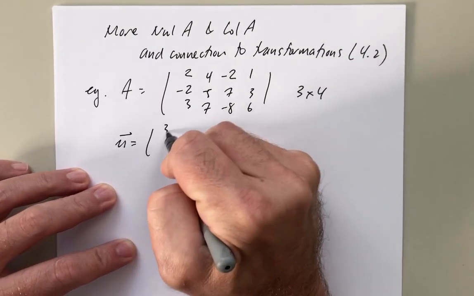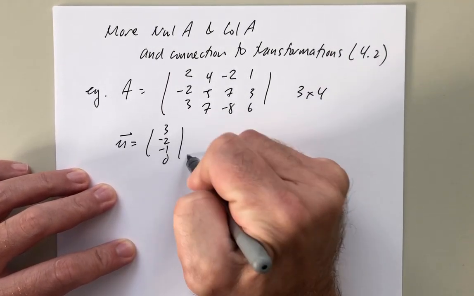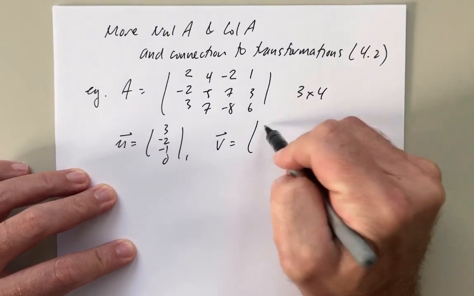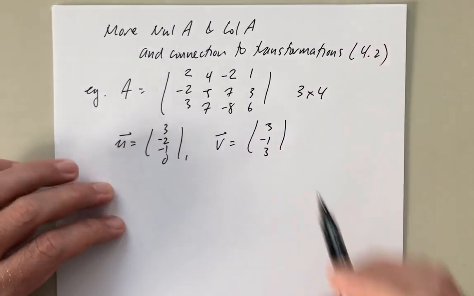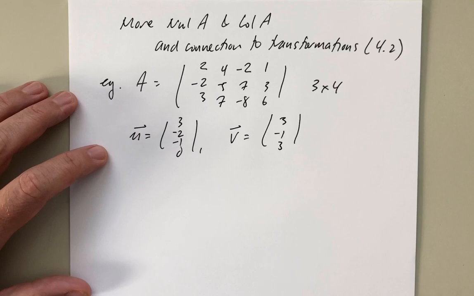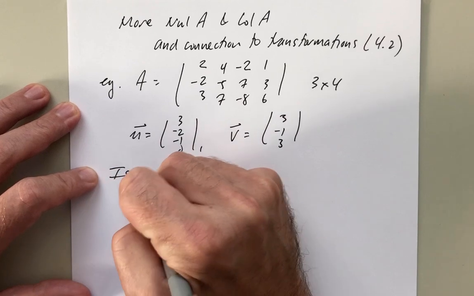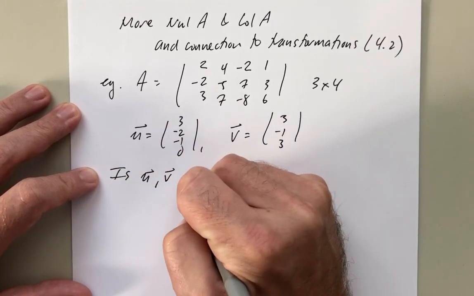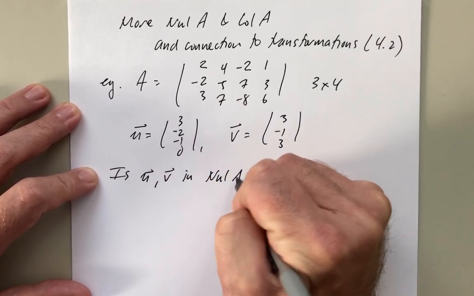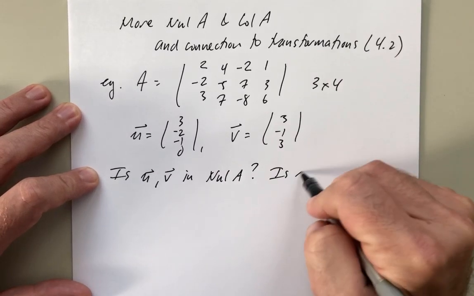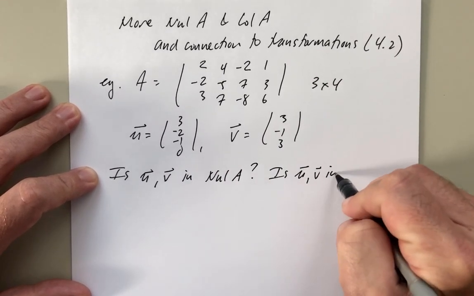Let's take U to be 3, minus 2, minus 1, 0. And V, let's be the vector 3, minus 1, 3. Okay, so the question I want to ask, which is typical in the homework and discussions we've had, is the vector U, or let's say V, in the null space of A? And is the vector U, or let's say V, in the column space of A?